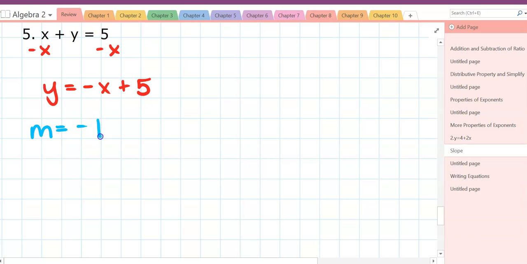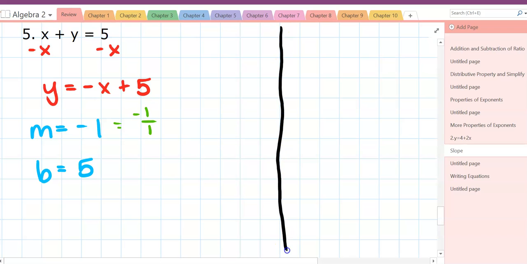-1. And you can write that as a fraction. You could do -1 over 1. How about my b? Good, 5. So when we go to graph this one, you guys should start up at 5. So from 0, 0, go up 1, 2, 3, 4, 5. And then go down 1 to the right one. Down 1 to the right one.